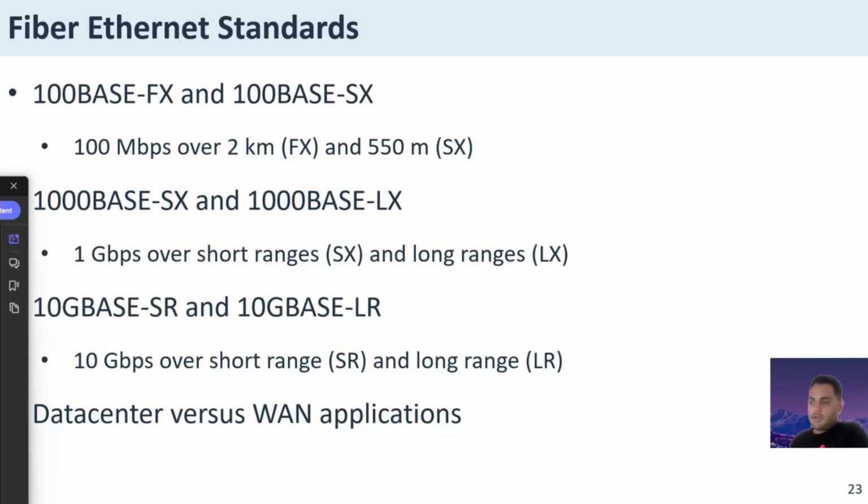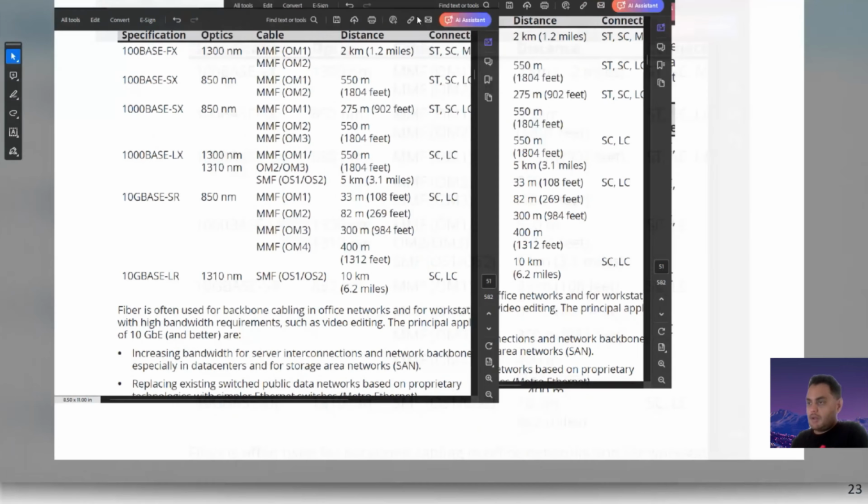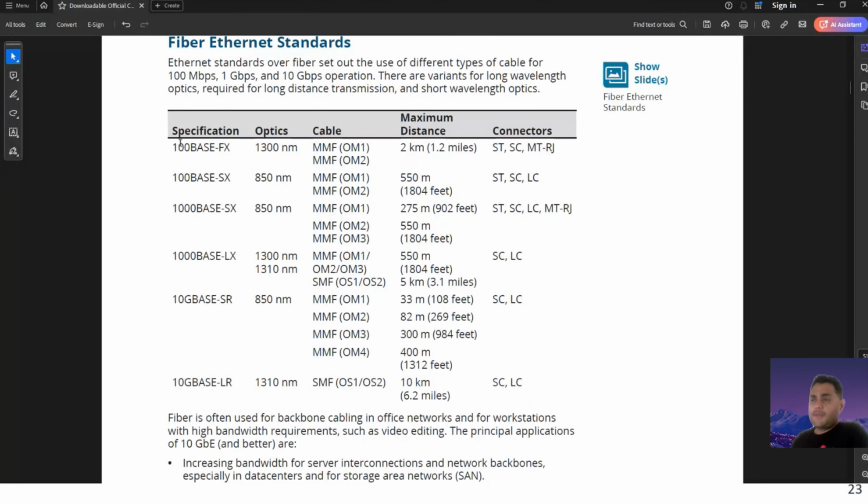And basically we're looking at what the slide shows here. 100BASE-FX optics, 1300 nanometers, cable MMF, OM1, OM2, and you can go up to 2 kilometers with this, 1.2 miles. 100BASE-SX, 850 nanometers, still dealing with the same MMF, but you're only dealing with 550 meters, 1,800 feet.